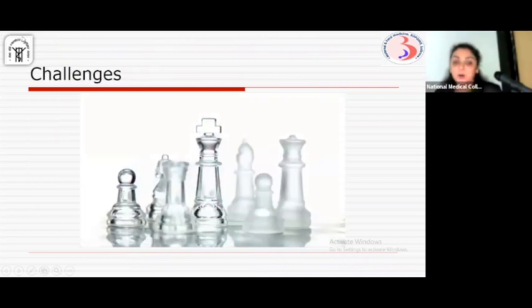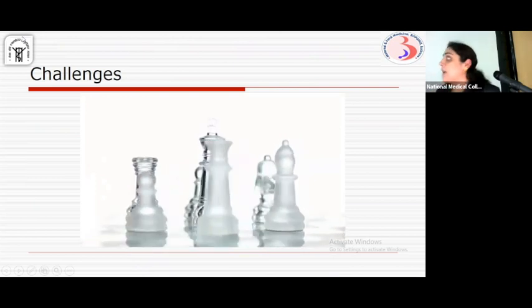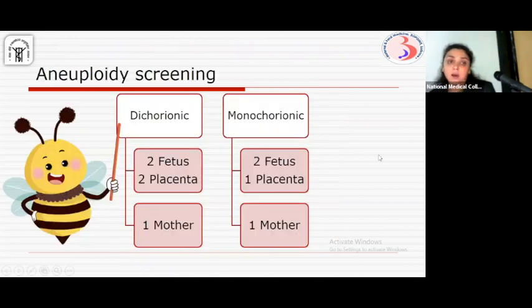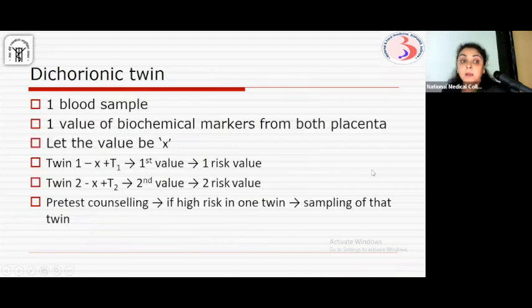There are some challenges which still remain unattended, and one is aneuploidy screening. Though the guidelines are now in place and we know how to go about them, what we need to understand is, in a dichorionic pregnancy there are two fetuses and two placentae in one mother, and in a monochorionic pregnancy there are two fetuses and one placenta. So in a dichorionic twin pregnancy, when we take one blood sample, the values of the biomarkers come from both placentae. So we get it in MoMs.